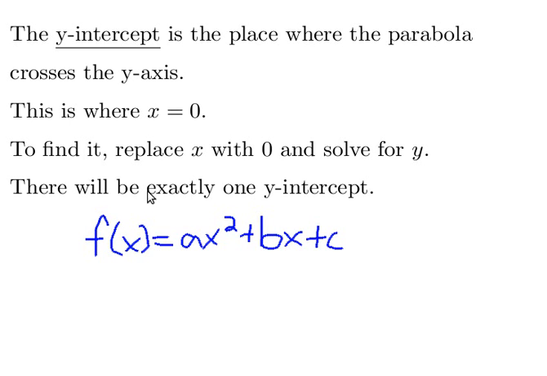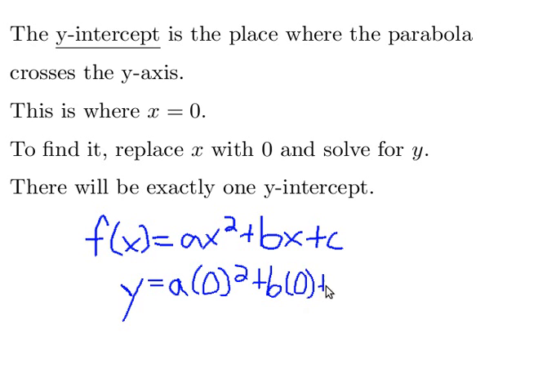To find the y-intercept, we replace the x with 0, so that means we have y, and solve for y. So we have y equals a times 0 squared plus b times 0 plus c.